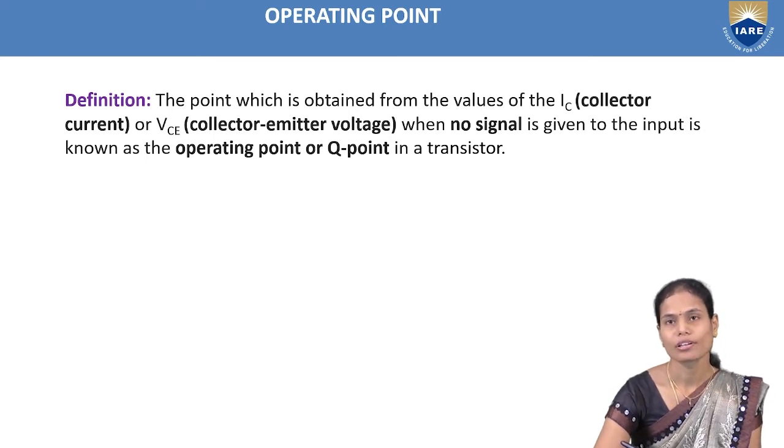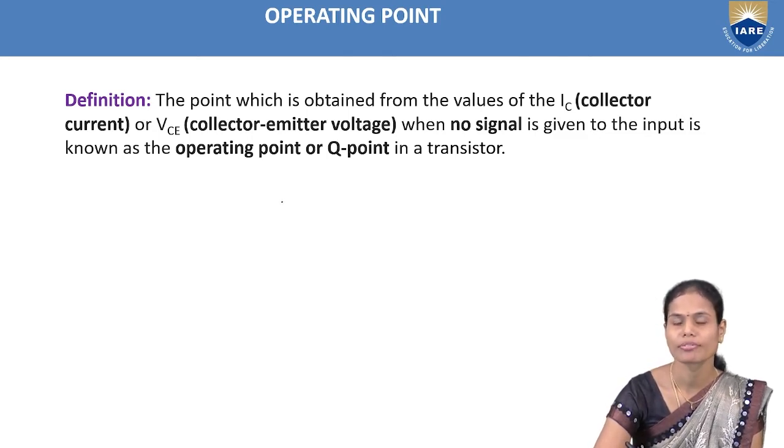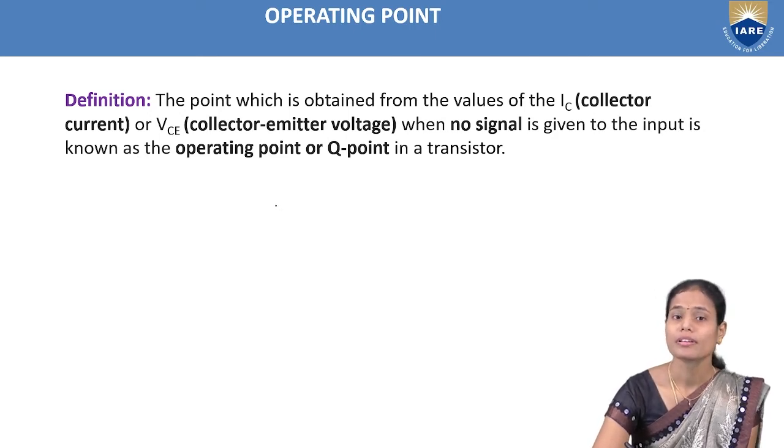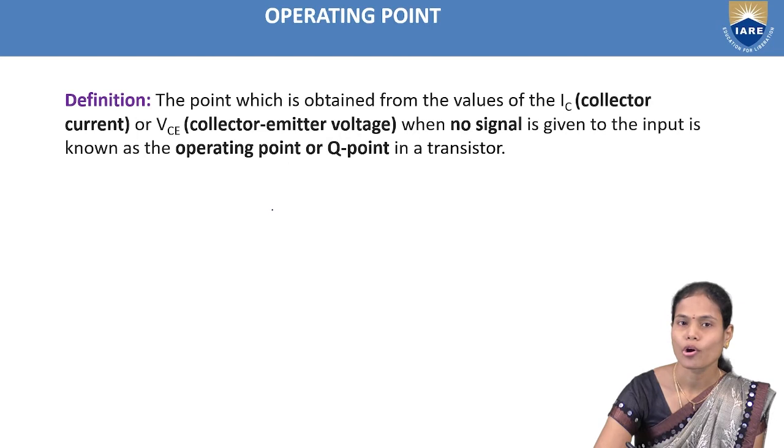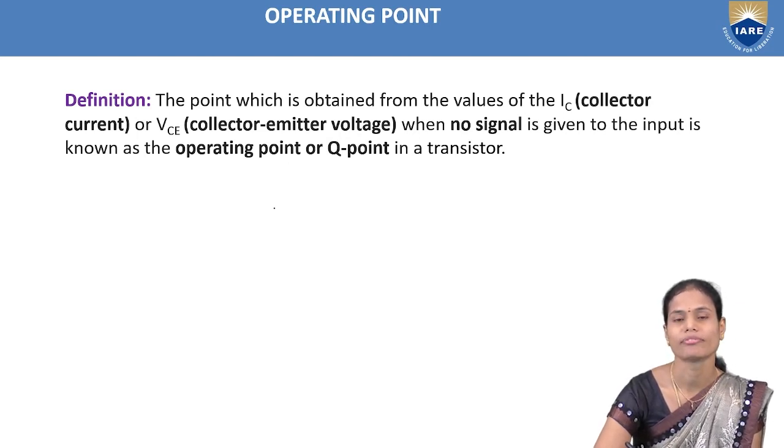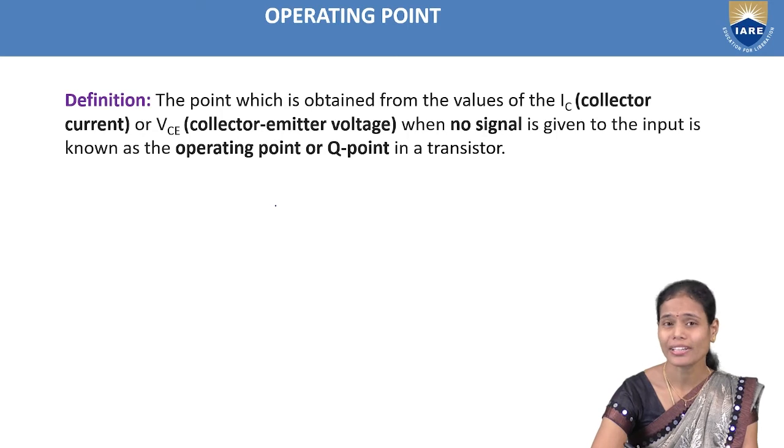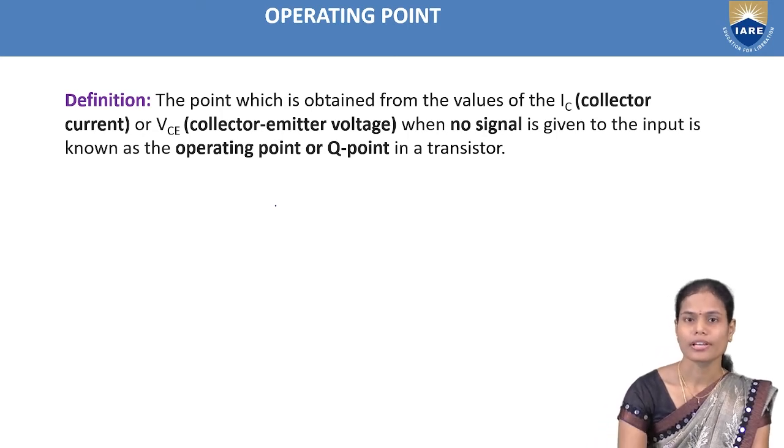So how can we calculate this operating point? The operating point is nothing but the values of collector current as well as VCE voltage when no signal is applied to the amplifier. That particular point we can call the operating point or Q point of the transistor. Generally, this operating point should lie in the active region of the transistor.